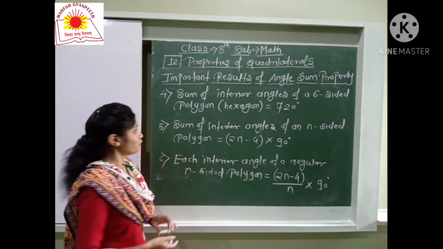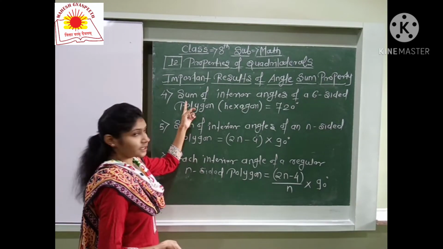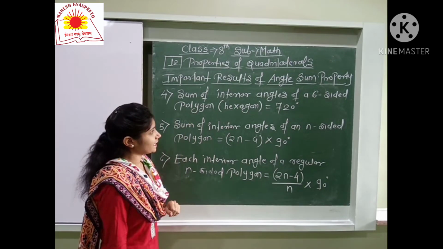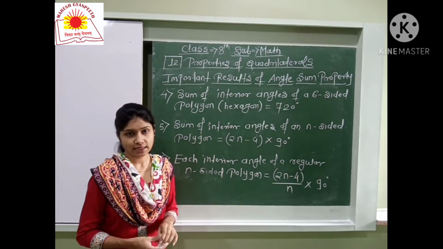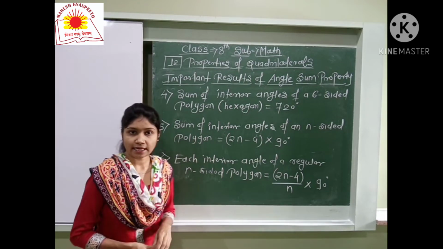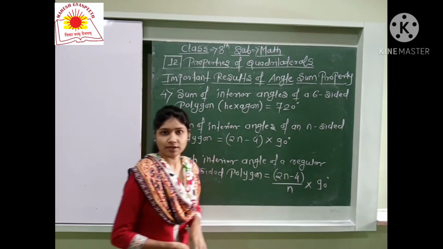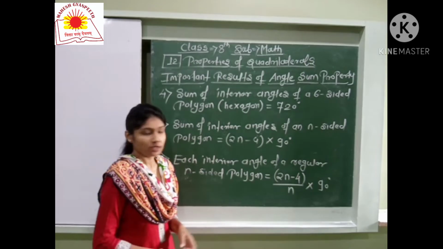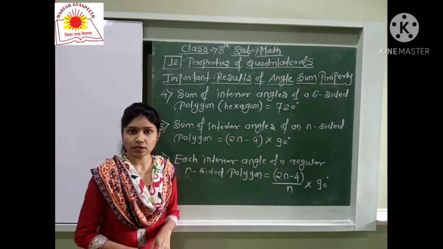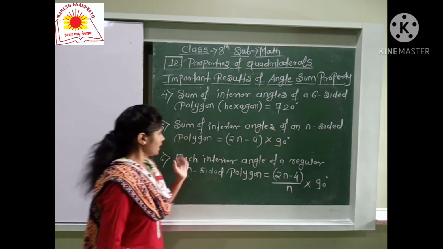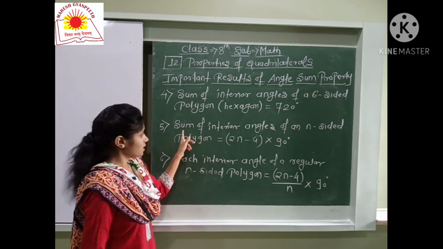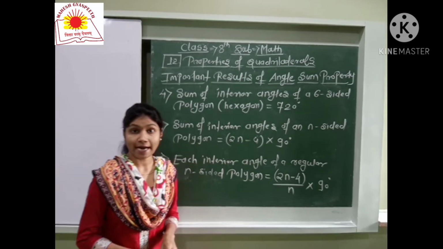Now the fourth important result is the sum of the interior angles of a six-sided polygon. Which figure is that? A hexagon. So what is the sum? 720. Now we have to prove the sum of the interior angles of a hexagon is 720.